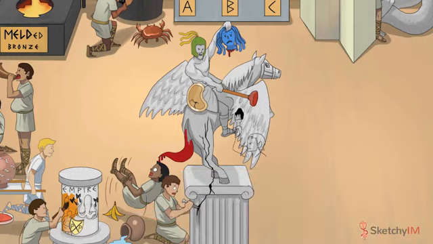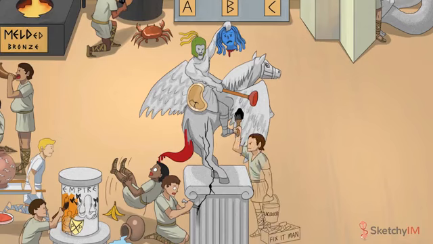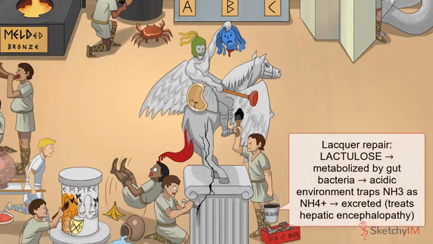Once you've addressed the underlying cause, the second step in the treatment of hepatic encephalopathy is initiation of measures to lower blood ammonia concentrations. Lactulose is the drug of choice for lowering ammonia concentrations. Lactulose is metabolized by gut bacteria into acidic metabolites. In the resulting acidic environment of the gut, potentially toxic ammonia is converted to ammonium and excreted by the body.